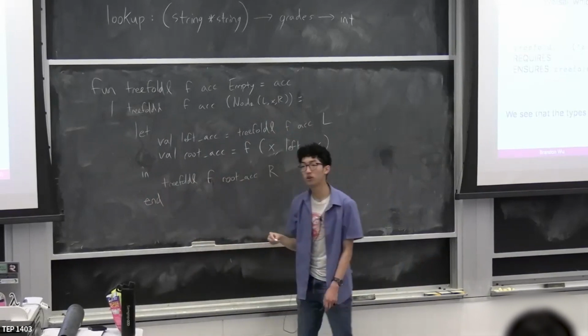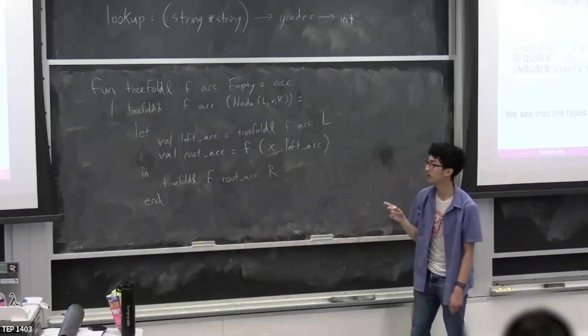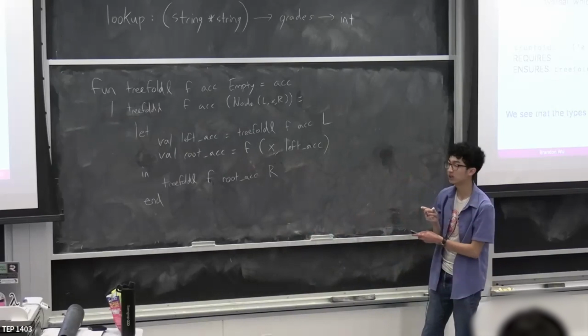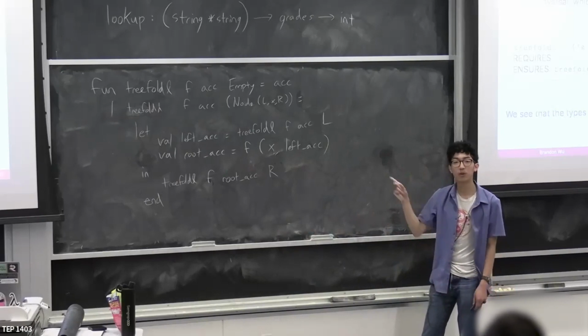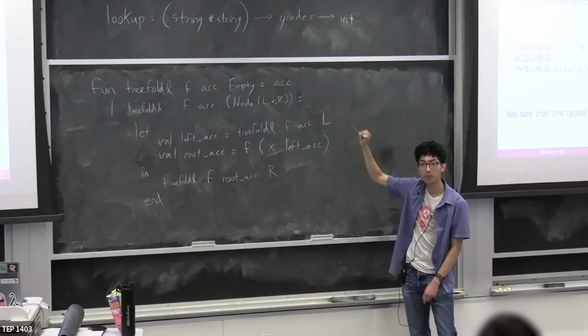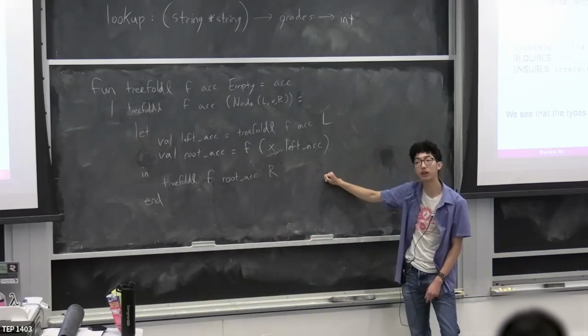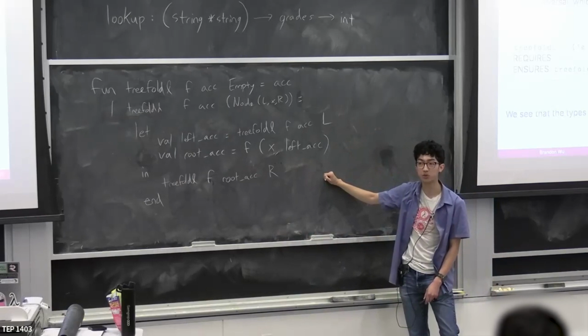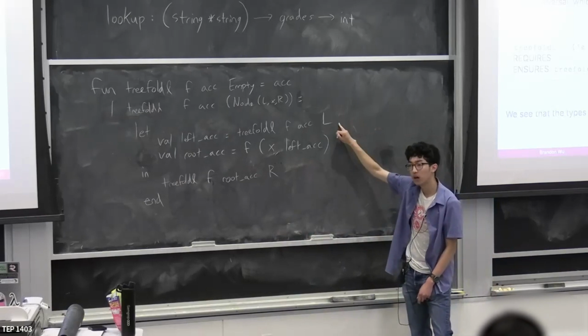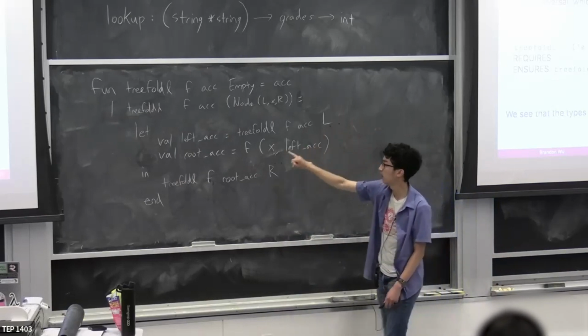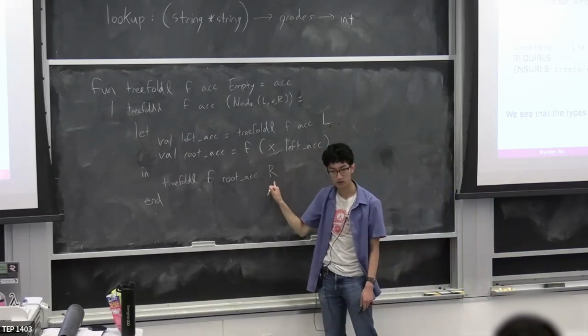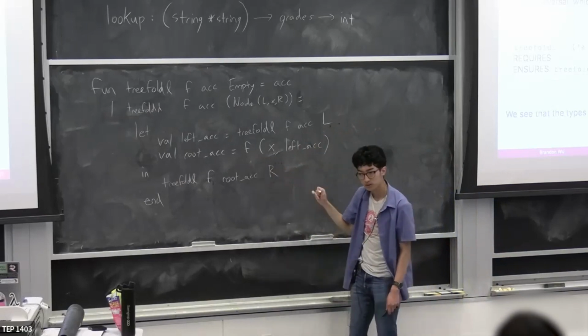If fold L R looked scary to you, I actually feel like this looks a lot less scary, right? Because what am I doing? I'm just folding the left, my root, and my right. It might not have been clear to you why I was changing the accumulator in fold L, or why I was doing the F on the outside. But I'm just doing left, root, right. Yes.